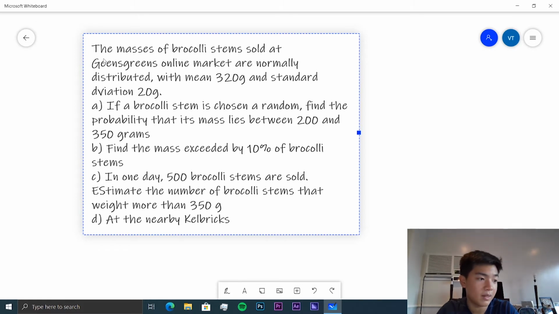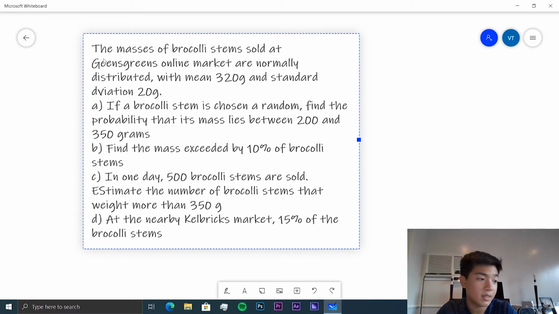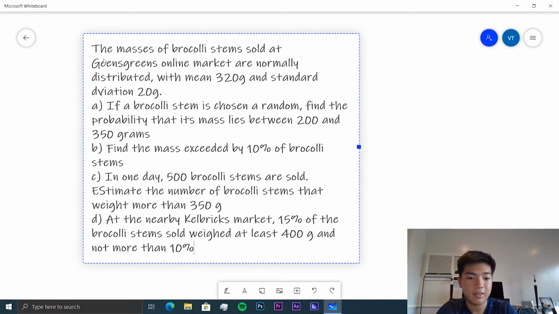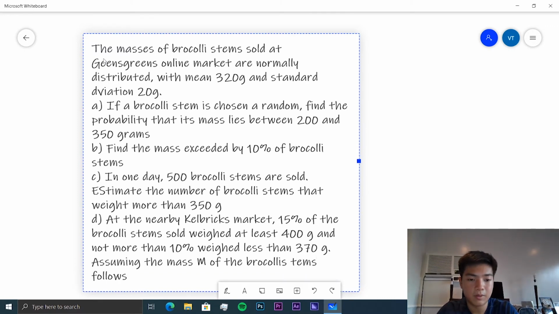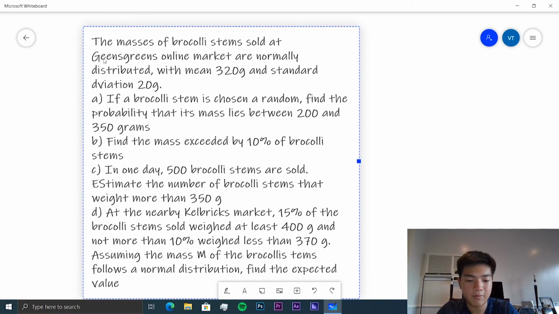Kelbricks market, 15% of the broccoli stems sold weighed at least 400 grams, and not more than 10% weighed less than 370 grams. Assuming the mass M of the broccoli stems follows a normal distribution, find the expected value and variance of M.